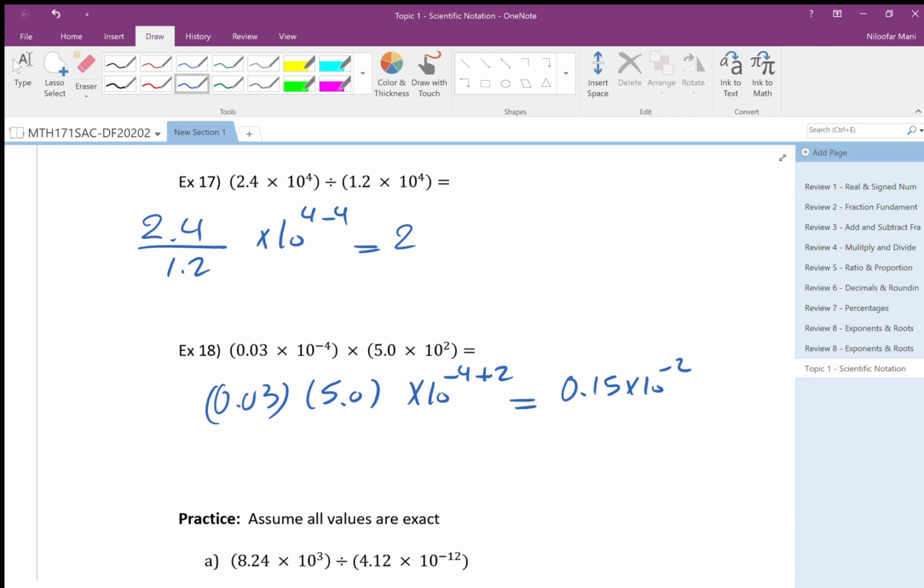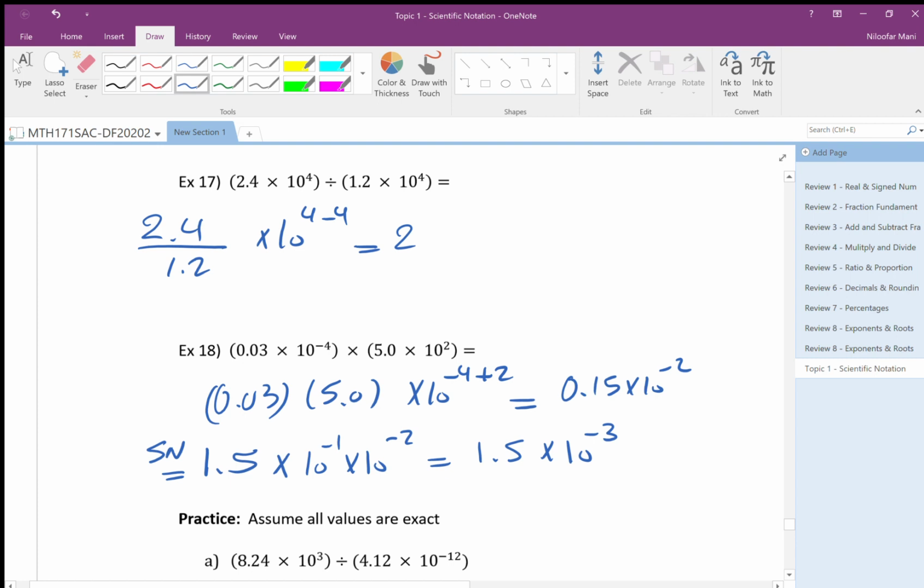Let me see. Okay, so now I can change it. So 1.5 to scientific notation. 1.5, so scientific notation, I can show this way. So 1.5 times 10 power minus 1 times 10 power minus 2, which is 1.5 multiplied by 10 power minus 3. Because I moved the decimal to the right, I need the negative exponent, which I have here. I move 1, so for scientific notation. Okay?